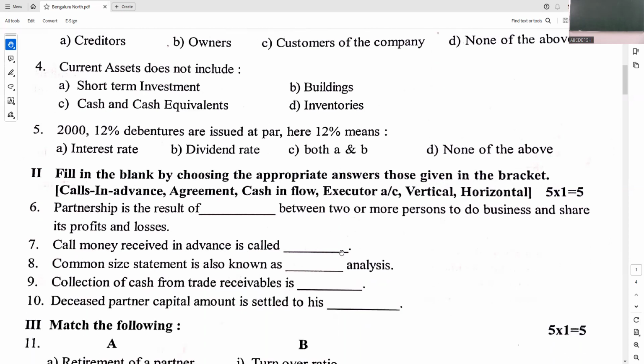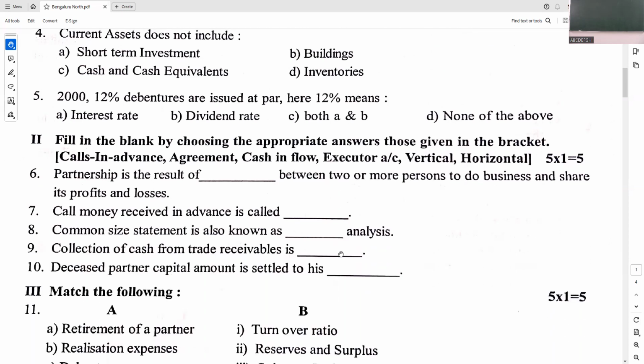Then fill in the blanks. Partnership is the result of an agreement between two or more persons, because no agreement, no partnership. Call money received in advance is called calls in advance. Then common size statements are also known as vertical statements because they move from top to bottom. That's why we call it common size.